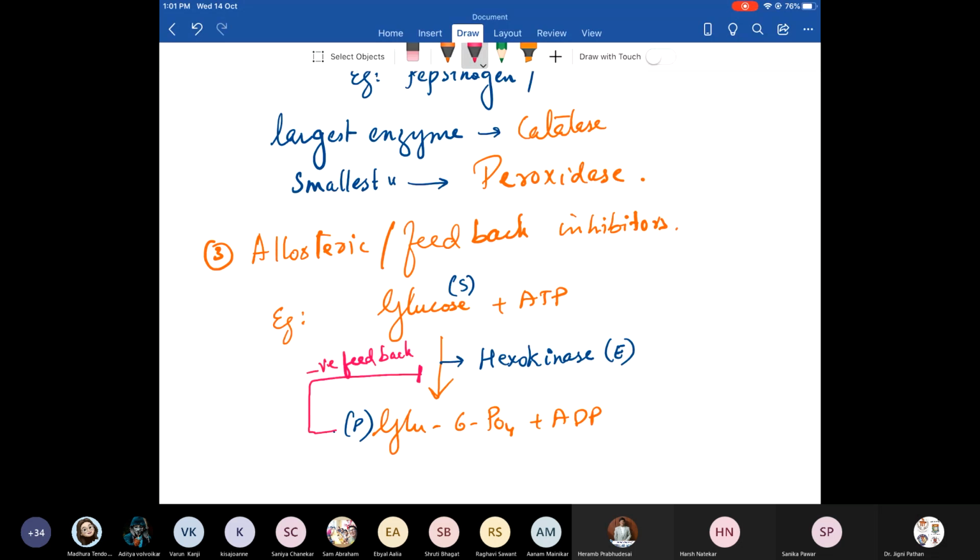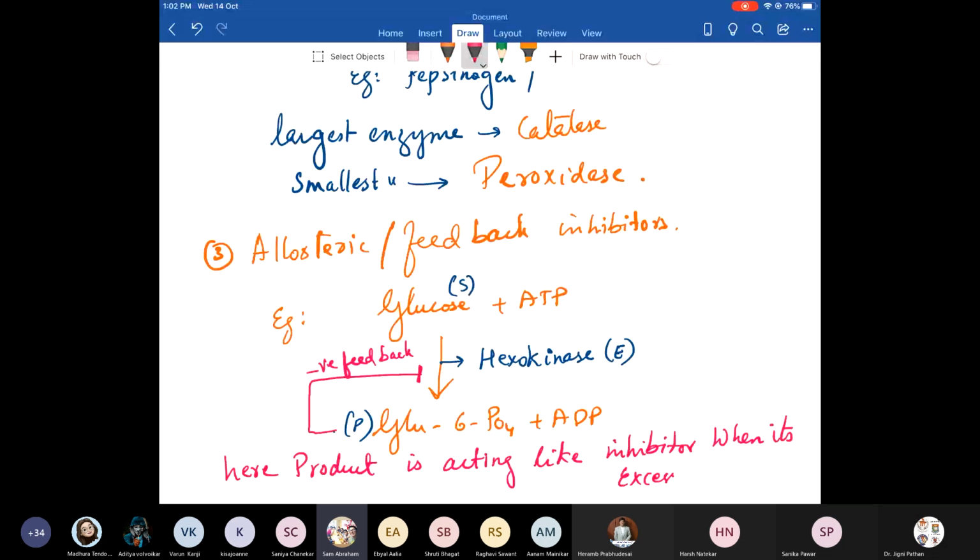Here the product is acting like an inhibitor when it's in excess. Please write down.